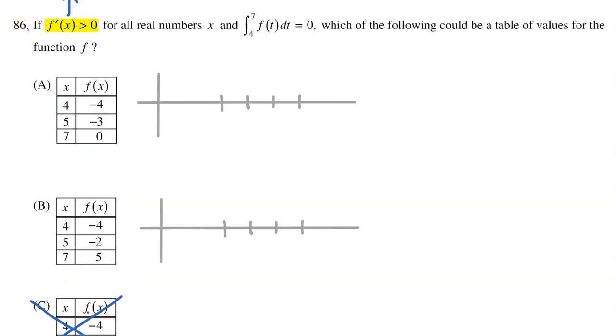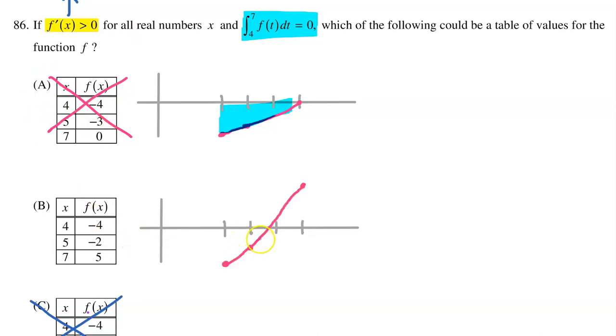For the remaining tables, let's draw some basic sketches. For example, table A might look something like this. In the setup, we are told that the integral of f from 4 to 7 is equal to 0. Does that match what we see in the graph of A? Well, no, because the integral of f from 4 to 7 would be the area under the curve between 4 and 7. And because this area is below the x-axis, this would be negative. There's no way that this will equal 0, so we can eliminate A as an option.